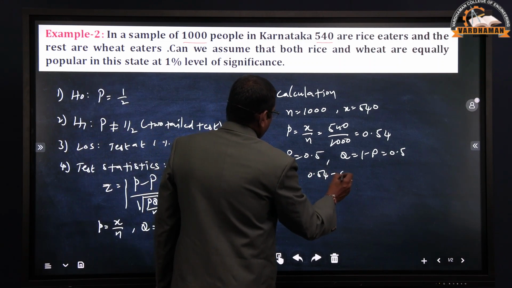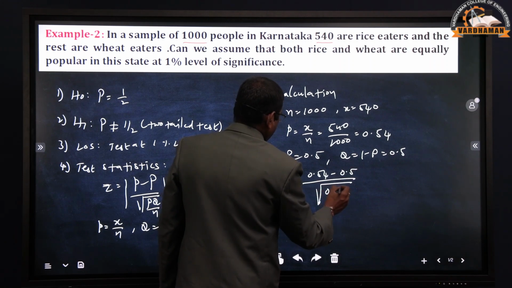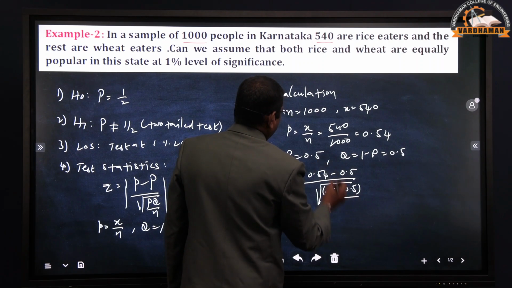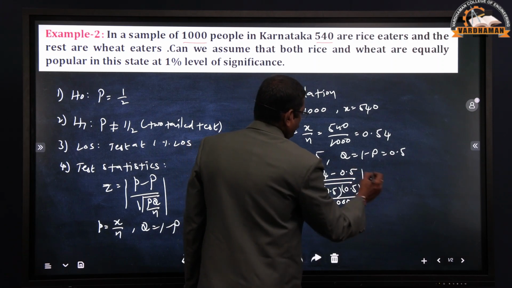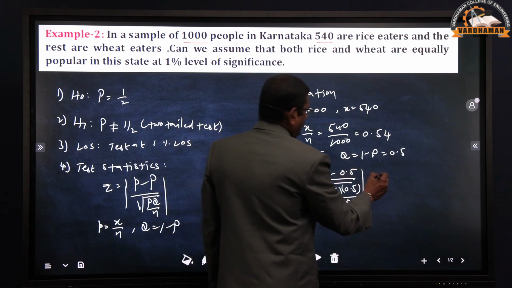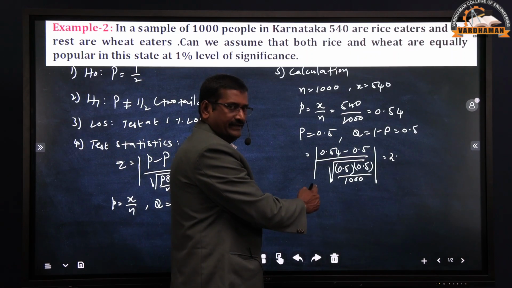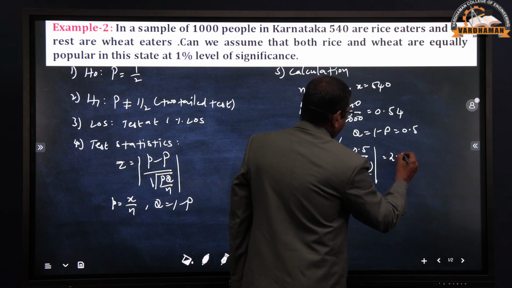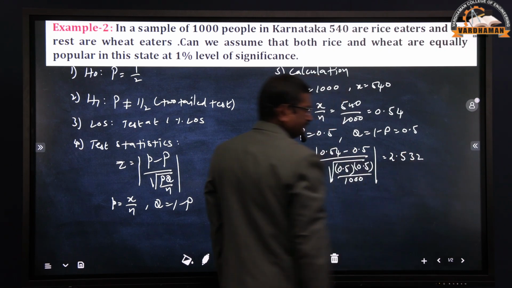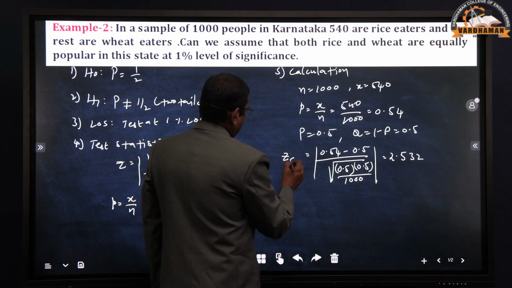0.54 minus 0.5 divided by under root 0.5 into 0.5 divided by 1000. If you simplify this, you will get 2.532. So this is the Z calculated value.